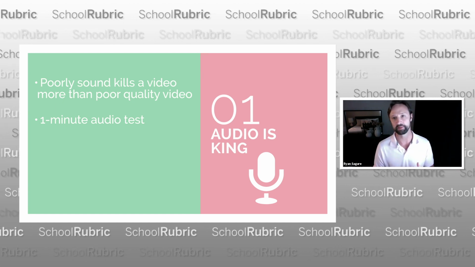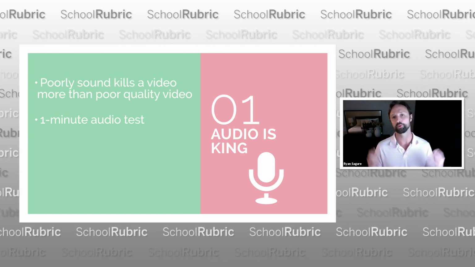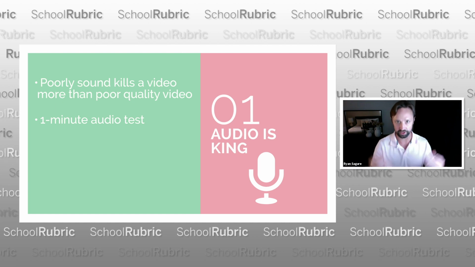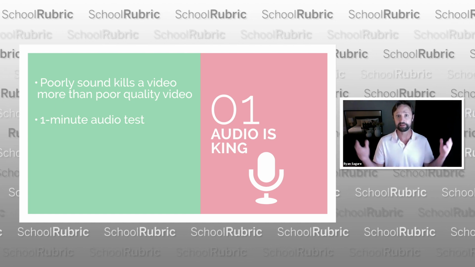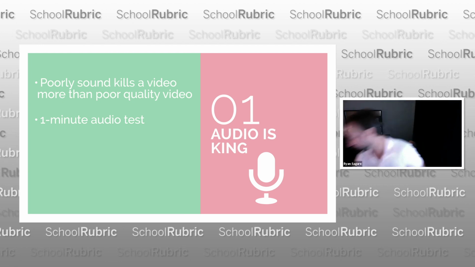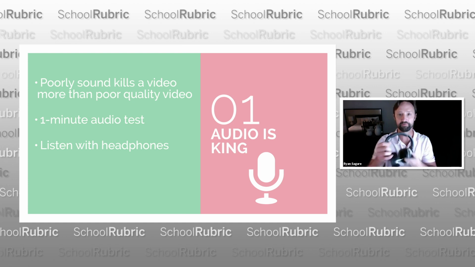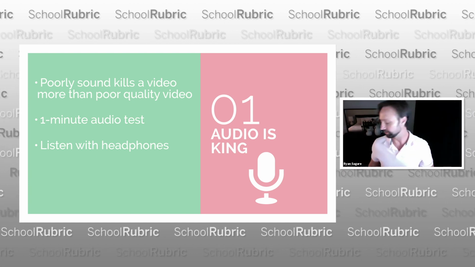and sometimes people are just recording in their own home, is to do a 1-minute audio test. With a 1-minute audio test, all you need to do is just talk for 30 seconds and then leave 30 seconds of airspace. And when you're done, you really want to use your headphones as a way to listen to your audio.